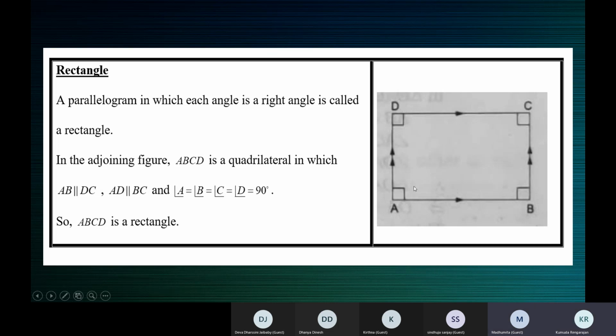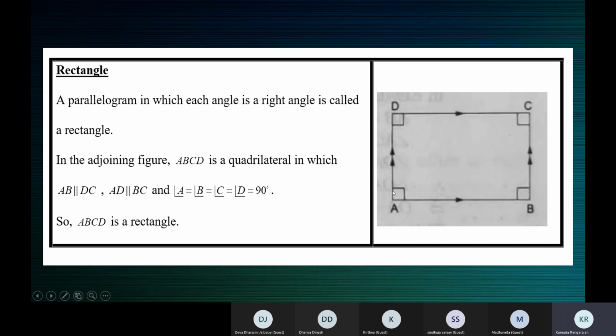Ma'am, also angle B will be 90 degrees, ma'am, because the adjacent angles are supplementary. 90 plus 90 is 180. Perfect. So angle B will be 90 because A and B are supplementary angles. A and B are adjacent angles and they are supplementary. So when A is 90 degrees, B will be 90 degrees because 90 plus 90 is 180. Now, when B is 90 degrees, D also will be 90 because opposite angles are equal.